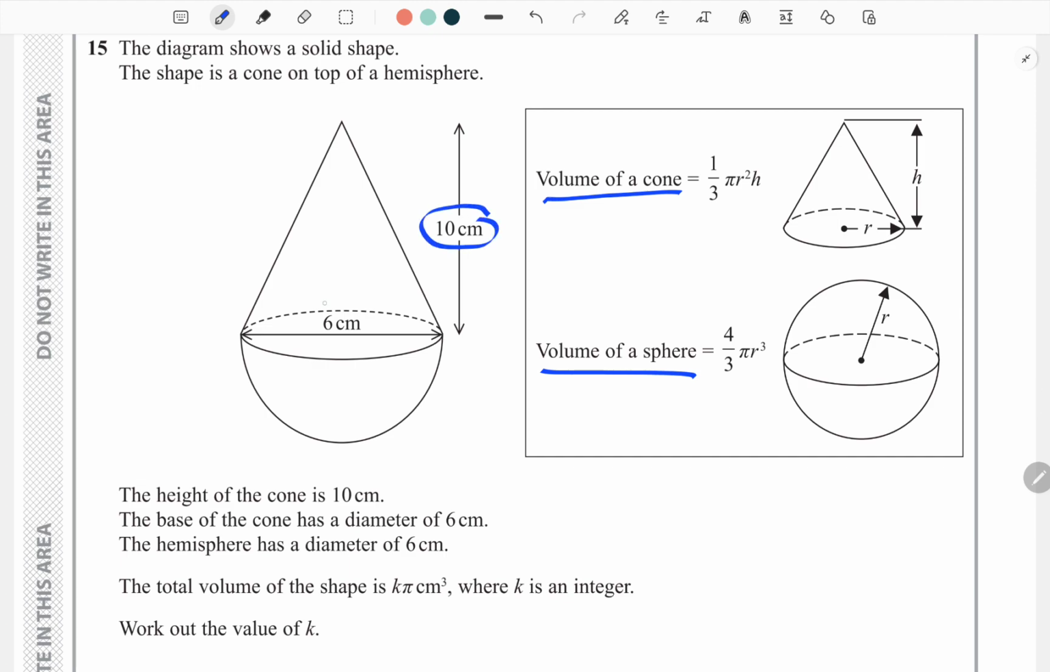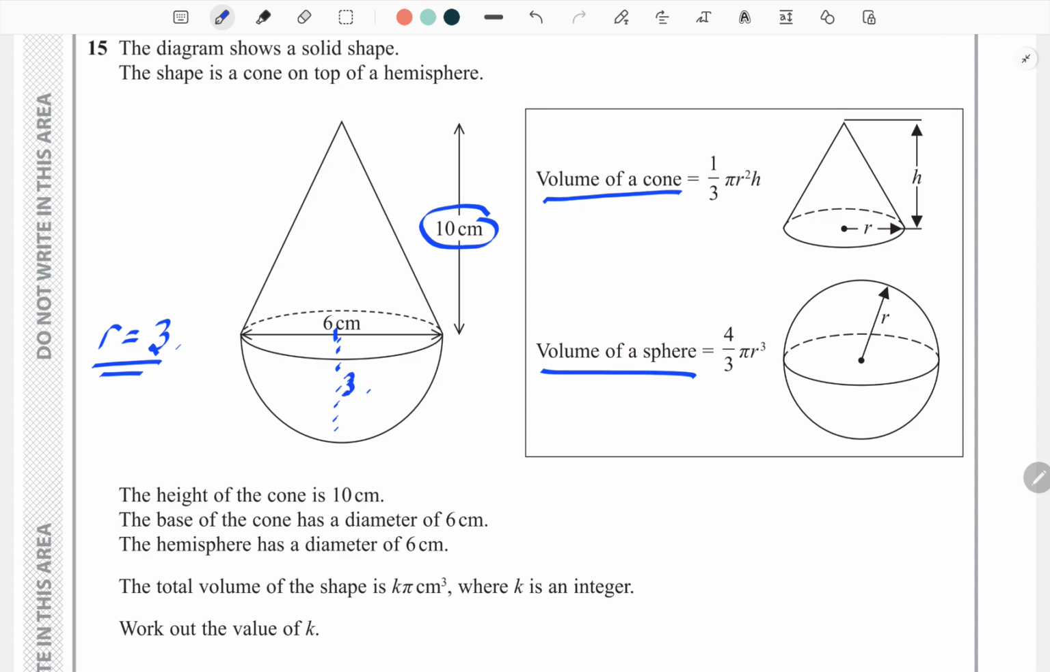Height of the cone is 10. The diameter of that base circle is 6. So the first thing you need to do, really important, is say that the radius equals 3. The radius of that base circle of the cone, and indeed the radius of this hemisphere, because it is a hemisphere, it's all the way the same around, so it's got to be 3 as well.